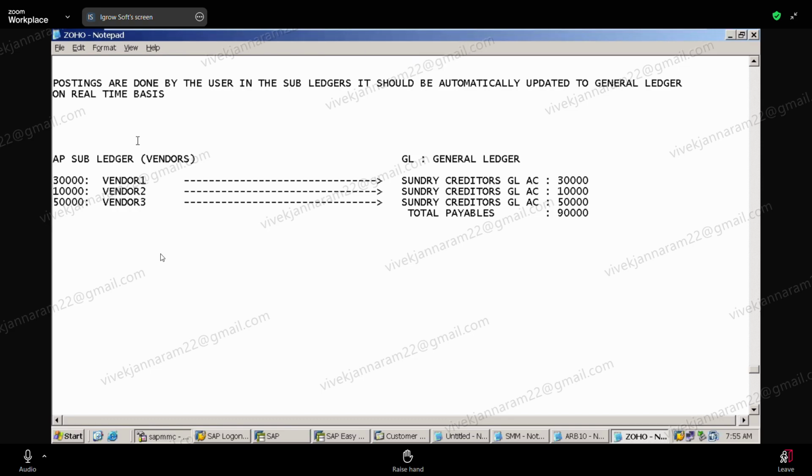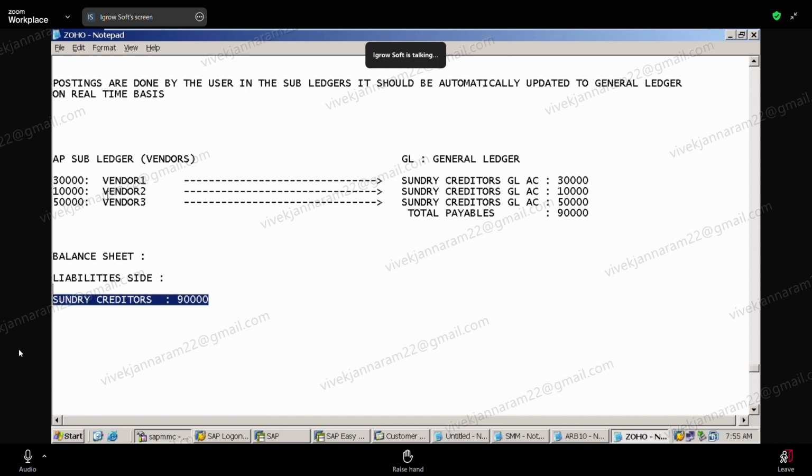See how the books are getting simplified. In my balance sheet, on the liabilities side, which account will come? Sundry creditors. Only one account will come, guys, and 90,000 will come. So only GL accounts are eligible to enter the balance sheet. Vendor accounts will not come; the total will come into the balance sheet. If someone asks how you got this 90,000, then go to the subledger and look at the individual balances there.